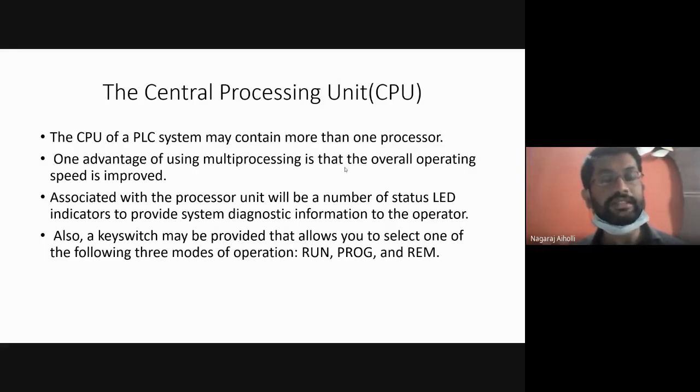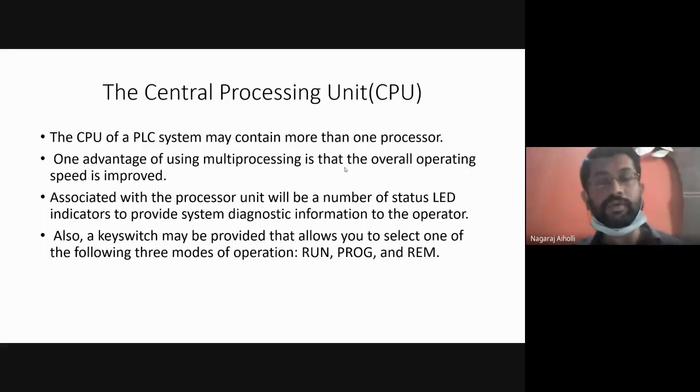Associated with the processor unit will be a number of status LED indicators to provide system diagnostic information to the operator. I highlighted here that if there is any fault in the system, that fault is sent in the form of LED blinking to the operator. Once the operator sees the LED blinking, he comes to know that there is some fault in the process control system. He will identify and diagnose that fault, just like how a doctor diagnoses a disease, and then he tries to rectify the fault.